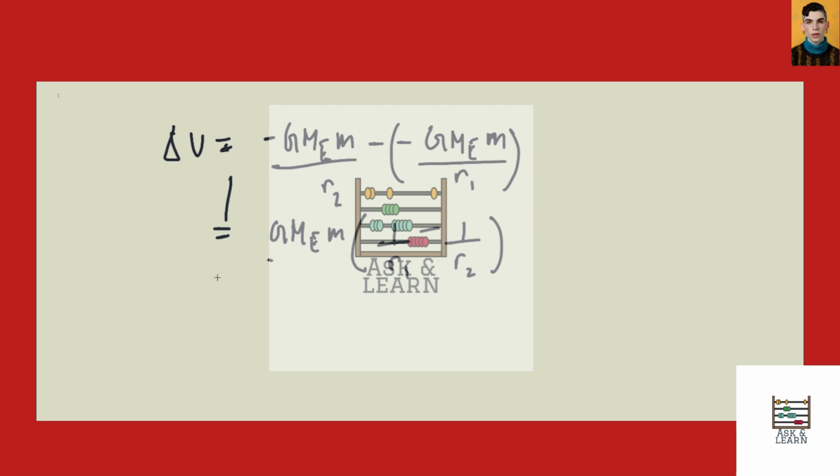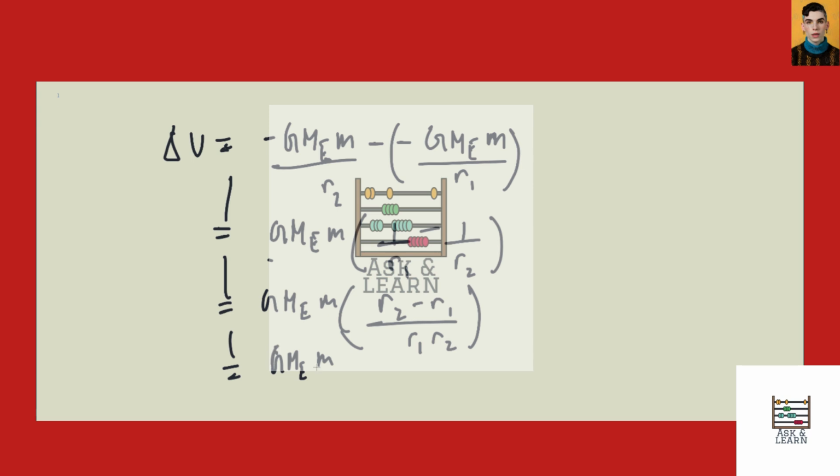And so this is equal to G M_E m times R2 minus R1 over R1 times R2. Right, you're just multiplying both sides, top and bottom. And so you have G times M_E times m over R1 times R2 times R2 minus R1. So R2 minus R1 is basically Y2 minus Y1. So we already have one part of what we want to show.